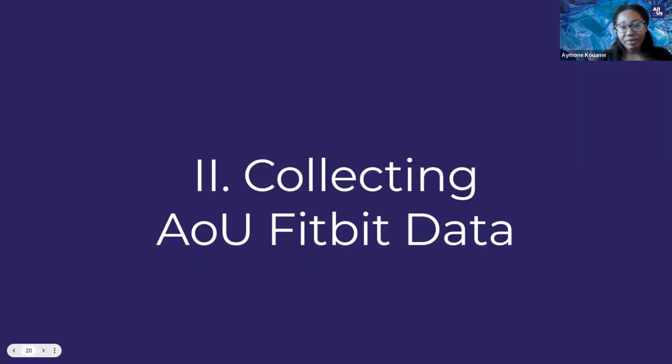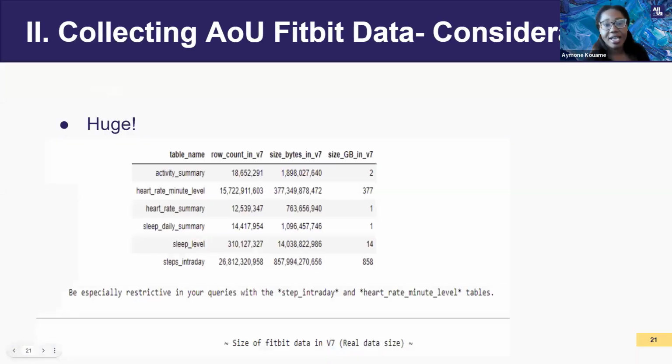Next. Okay, now we're going to go through collecting AoU Fitbit data. Next. So AoU Fitbit data is challenging, and there are a few things to consider because it's huge. As you can see, in V7, this is the number of rows that you have per table, and you can see how step intraday in particular and heart rate minute level have so many rows and are very huge. So you need to be restrictive in your query when you query all of the tables, but especially these two tables.